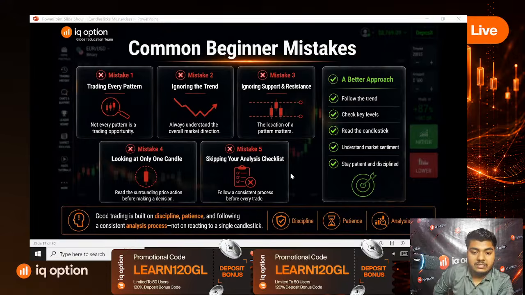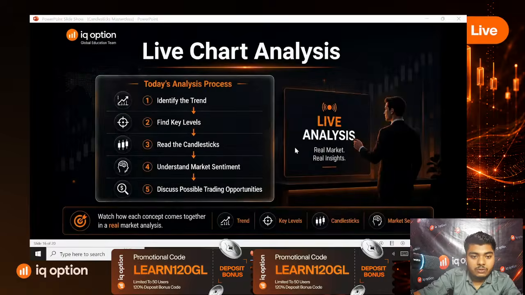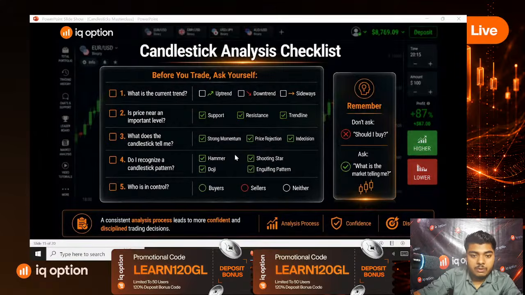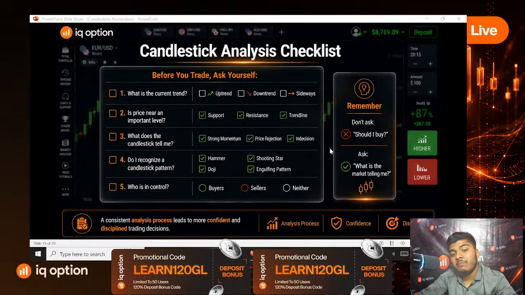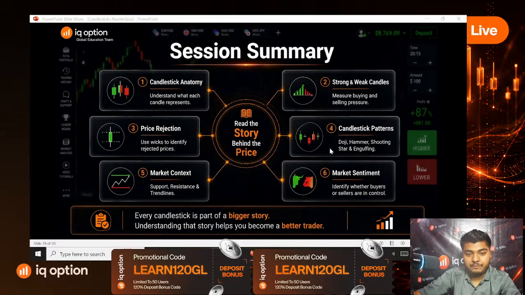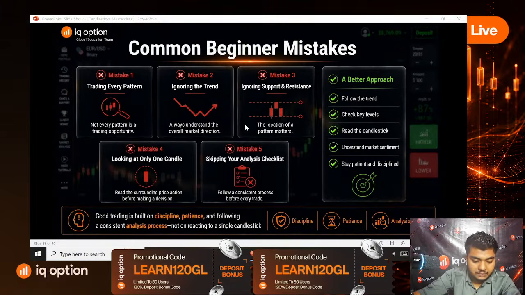So always analyze your checklist. As I told you, I'm repeating this one: always check your analysis. Let's talk about this again. Candlestick analysis checklist. Always when you enter the market, ask yourself these questions, and if you find that the answers to all these questions favor the market trend, then you will take the decision. Okay, I hope you get it, guys.